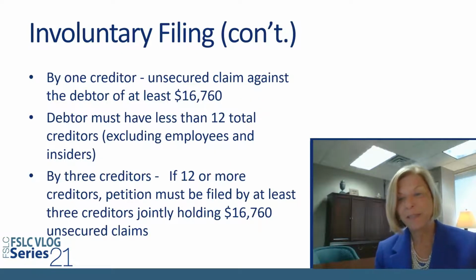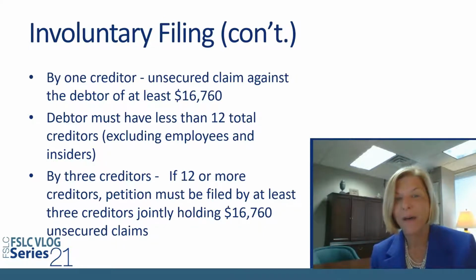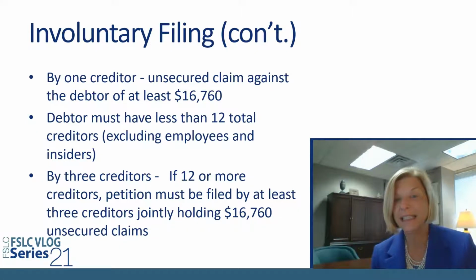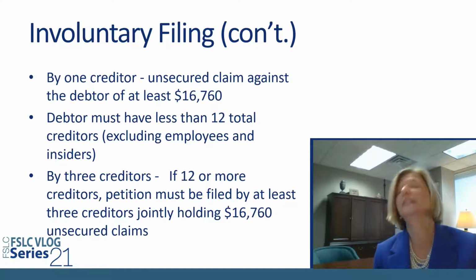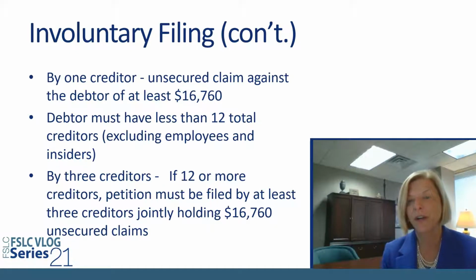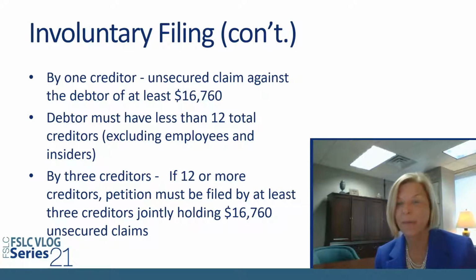An involuntary petition can only be filed in certain ways. If a debtor has more than 12 creditors, then there have to be at least 3 creditors who join in filing of the petition, and those 3 must hold over $16,760 of the debtor's claims. If the debtor has less than 12 total creditors, then an involuntary petition can be filed by one of its creditors, holding that same amount of debt.